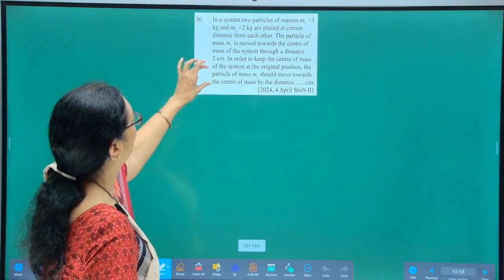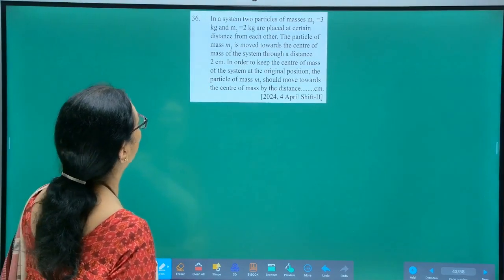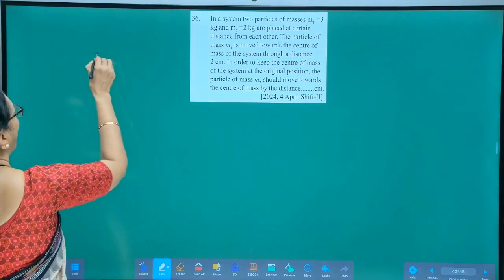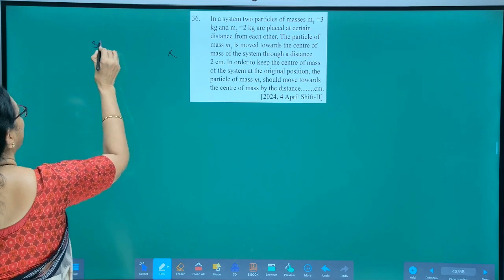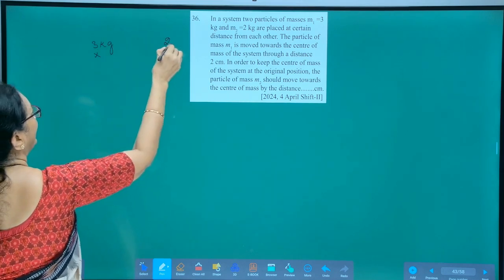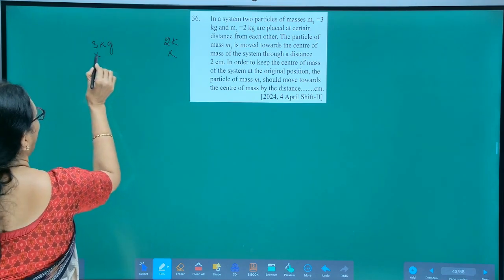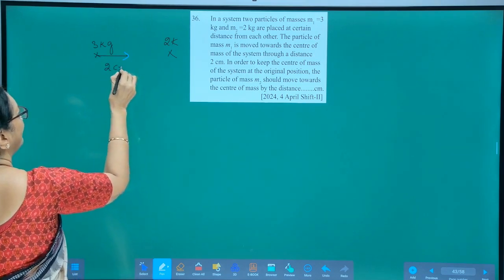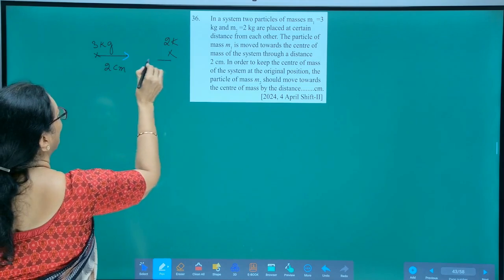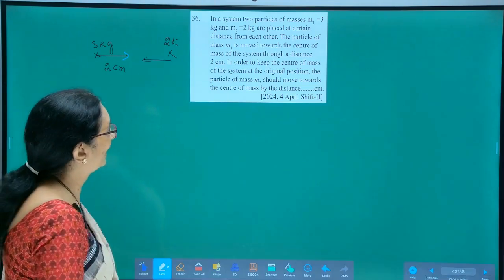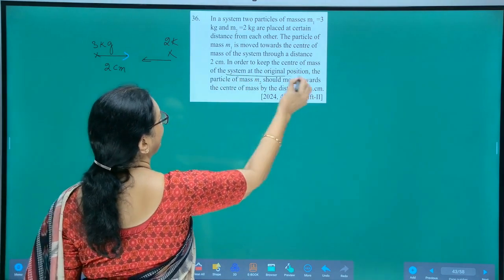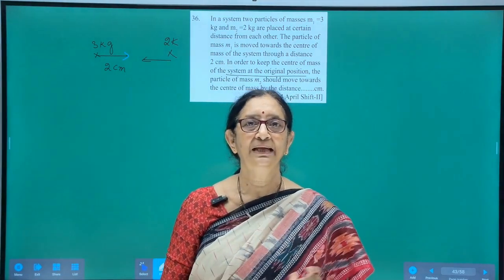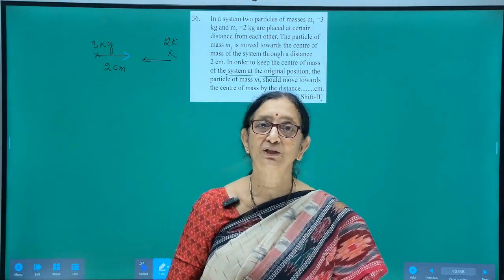Look here. In a system, two particles of masses 3 kg, 2 kg are at a certain distance from each other. So, this is 3 kg and this is 2 kg. The particle of mass m1 moves towards m2 through a distance 2 centimeters. What is the distance moved by the second particle so that there is no shift in center of mass? Center of mass lies at the original position even after the movement of the two particles.